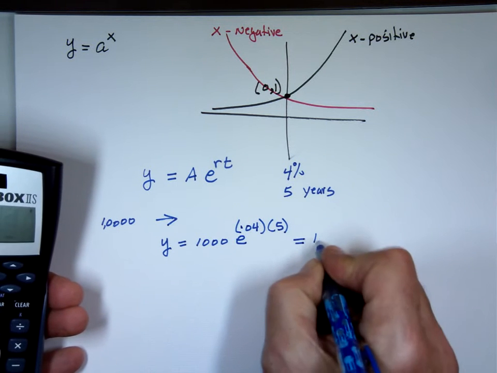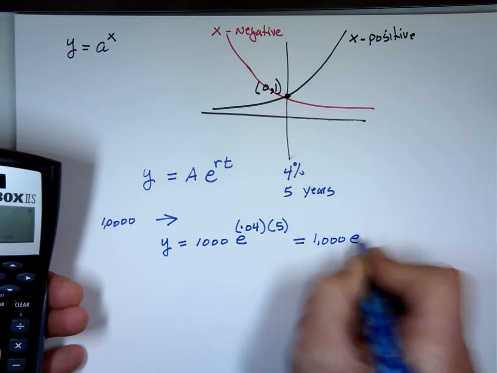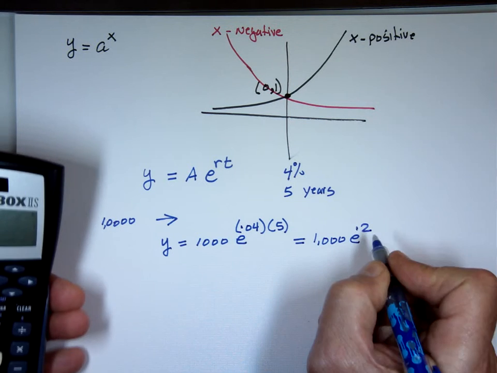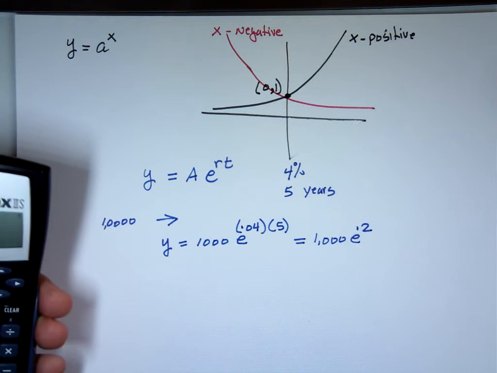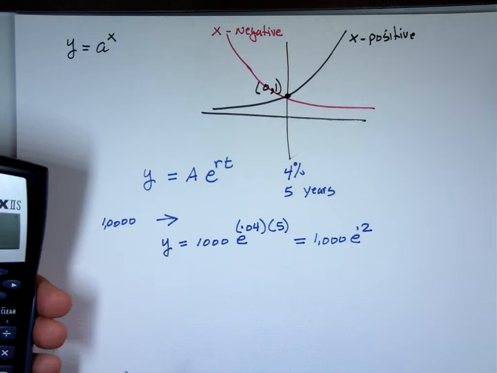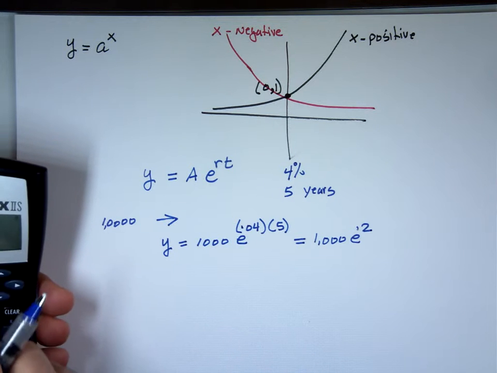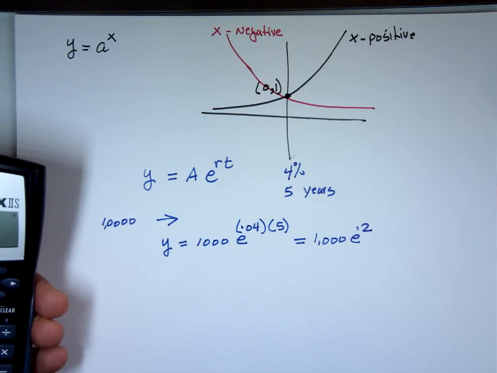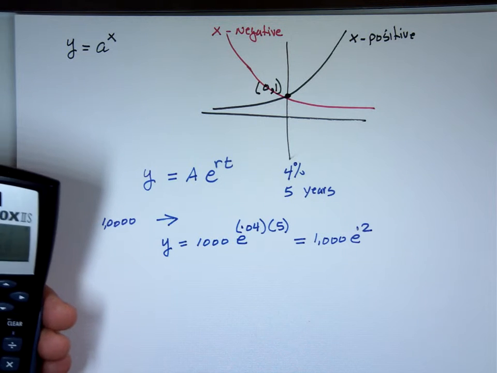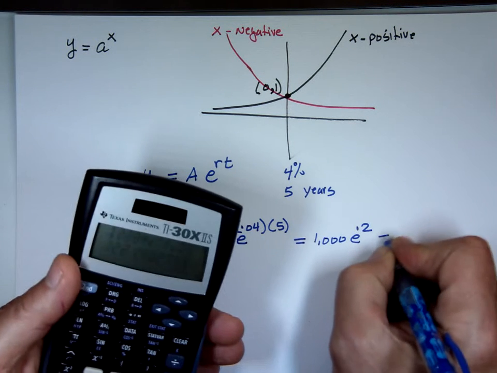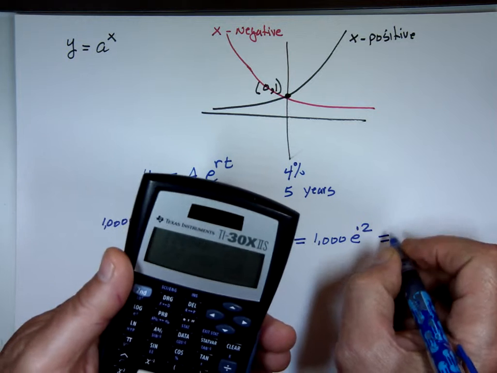That's 10,000 e to the power of what? 0.2? 10,000 times e to the power of 0.2. So when you go take the money out in 5 years, you're going to have 12,000.